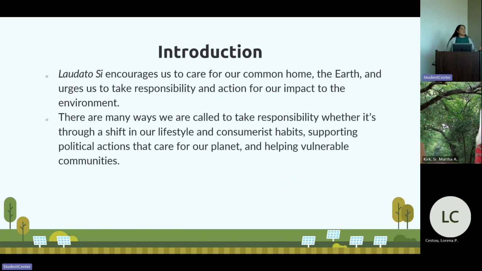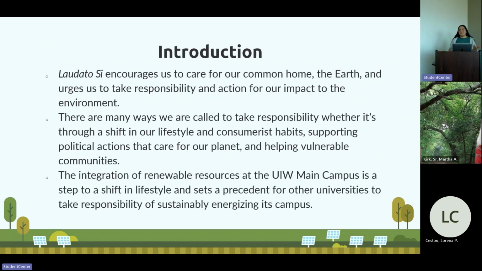There are many ways we are called to take responsibility, whether it's a shift in our lifestyle and consumerist habits, supporting political actions that care for our planet, and helping vulnerable communities. One way we can do that here at UIW is to make that shift to renewable energies. Some renewable energies, as I'm sure you all know, include hydro, wind, geothermal, biomass, and the ocean. So the integration of renewable resources at the UIW main campus is a step in a shift in lifestyle and sets a precedent for other universities to take responsibility for sustainably energizing their campus.